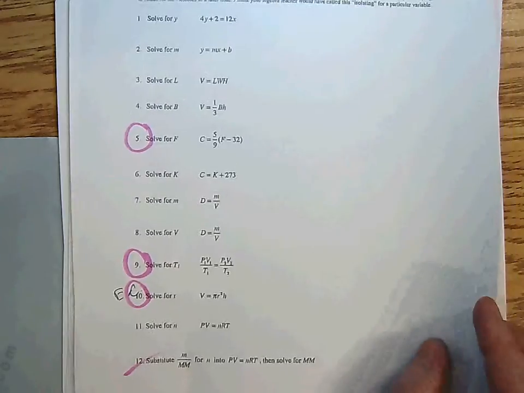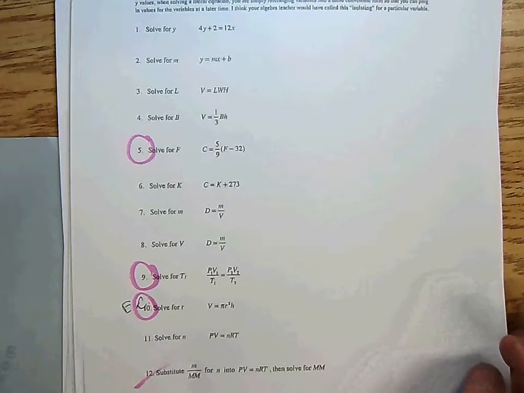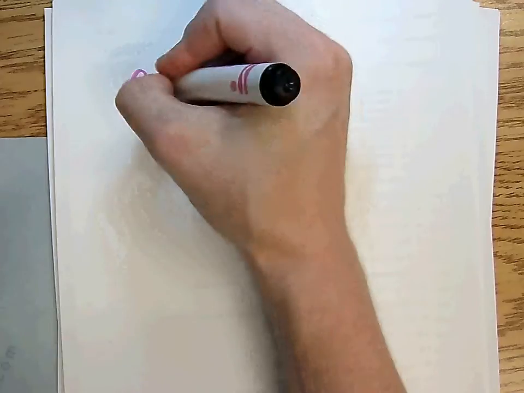So we're going to do, on the second one, 5, 9, and 10. And we'll start with 5. 5 is already on here, but we'll do it one more time. This is our Celsius to Fahrenheit.